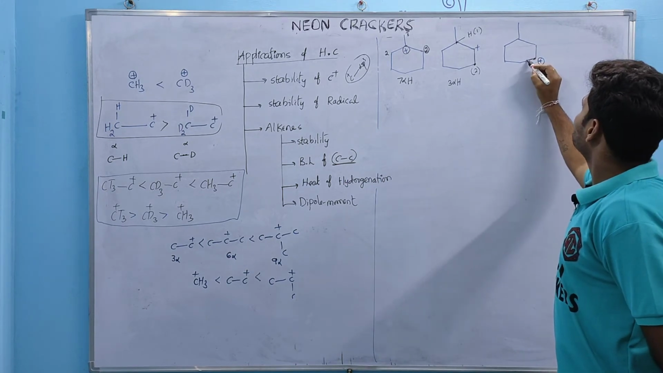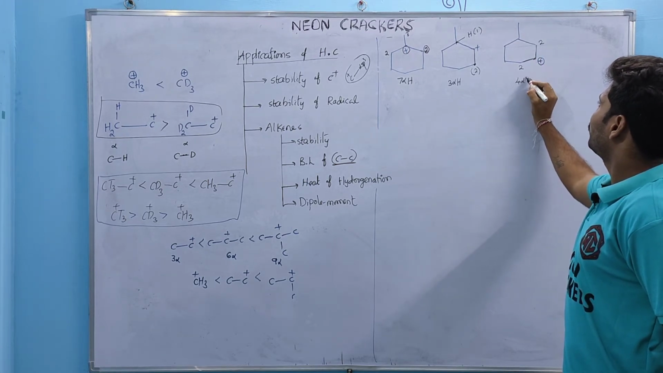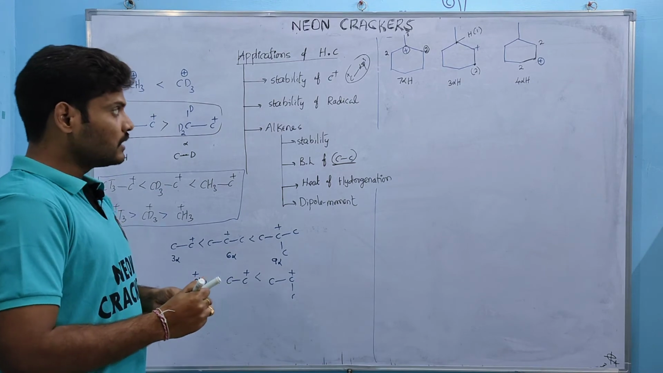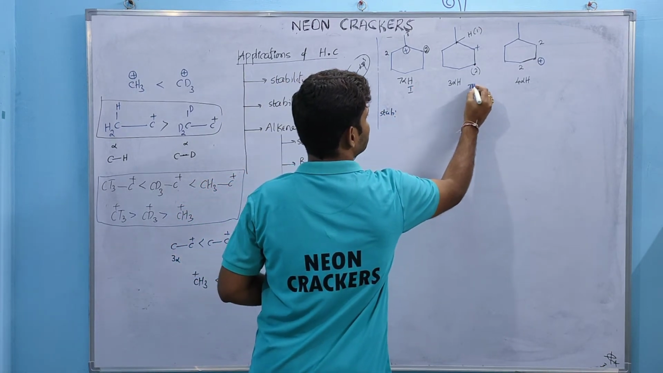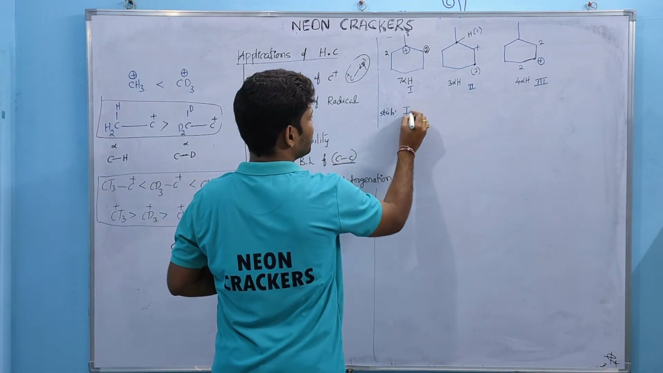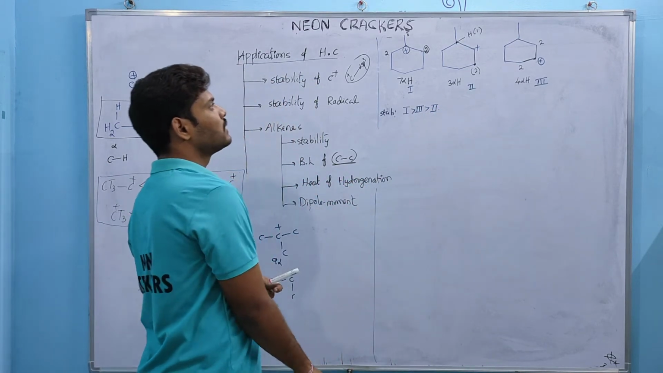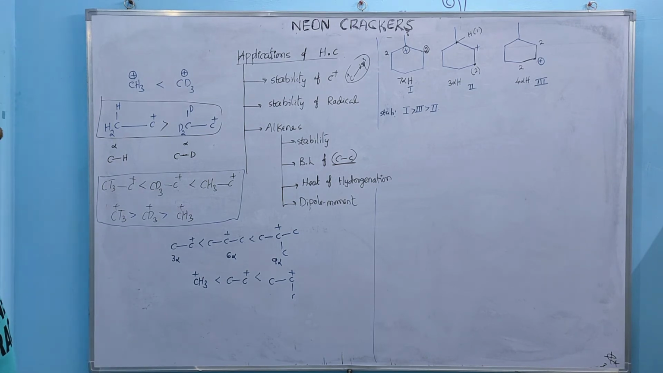Next, the first alpha carbon has 2 hydrogens and the other also has 2 hydrogens, so there are total 4 alpha hydrogens. Now, after knowing the number of alpha hydrogens, we can find the stability order according to hyperconjugation. For the first, second, and third molecules: 7 alpha hydrogens, the first one, is greatest; then 4 alpha, the third one; and the second one is the least stabilized carbocation. Check the number of alpha hydrogens. The same thing we may apply for radicals also.